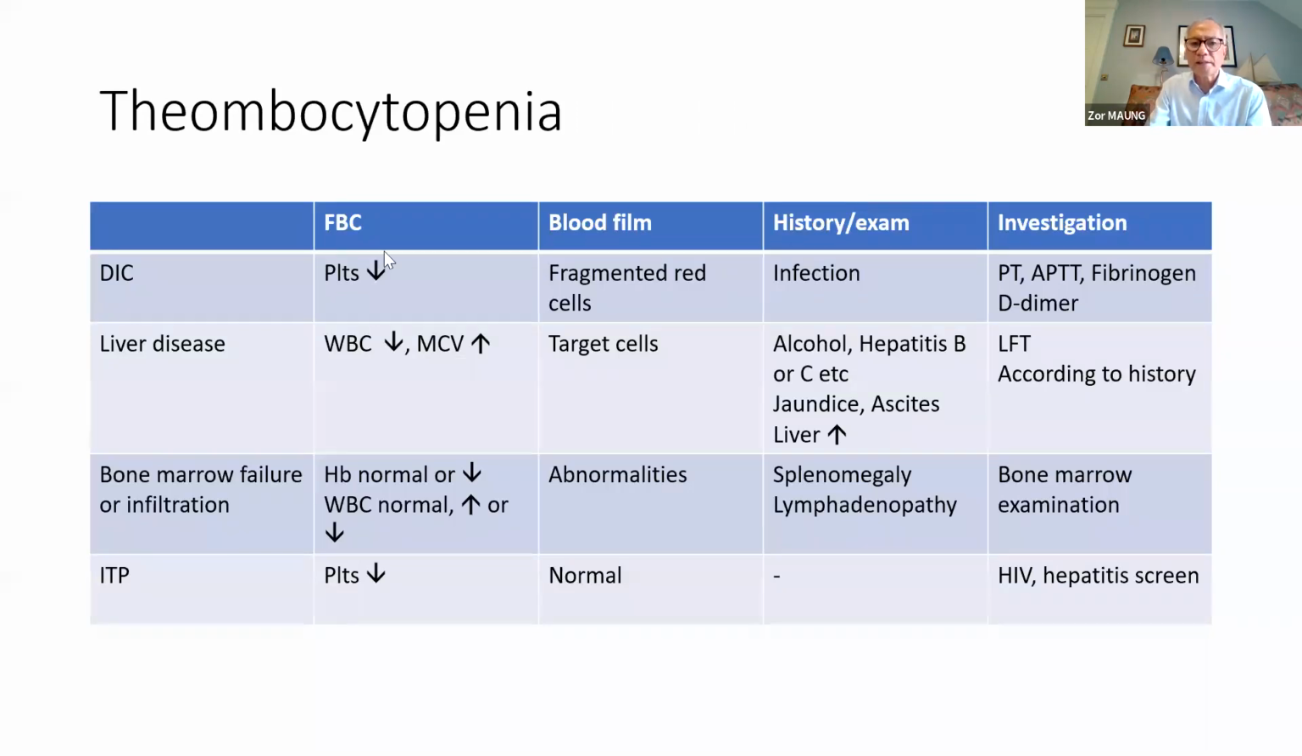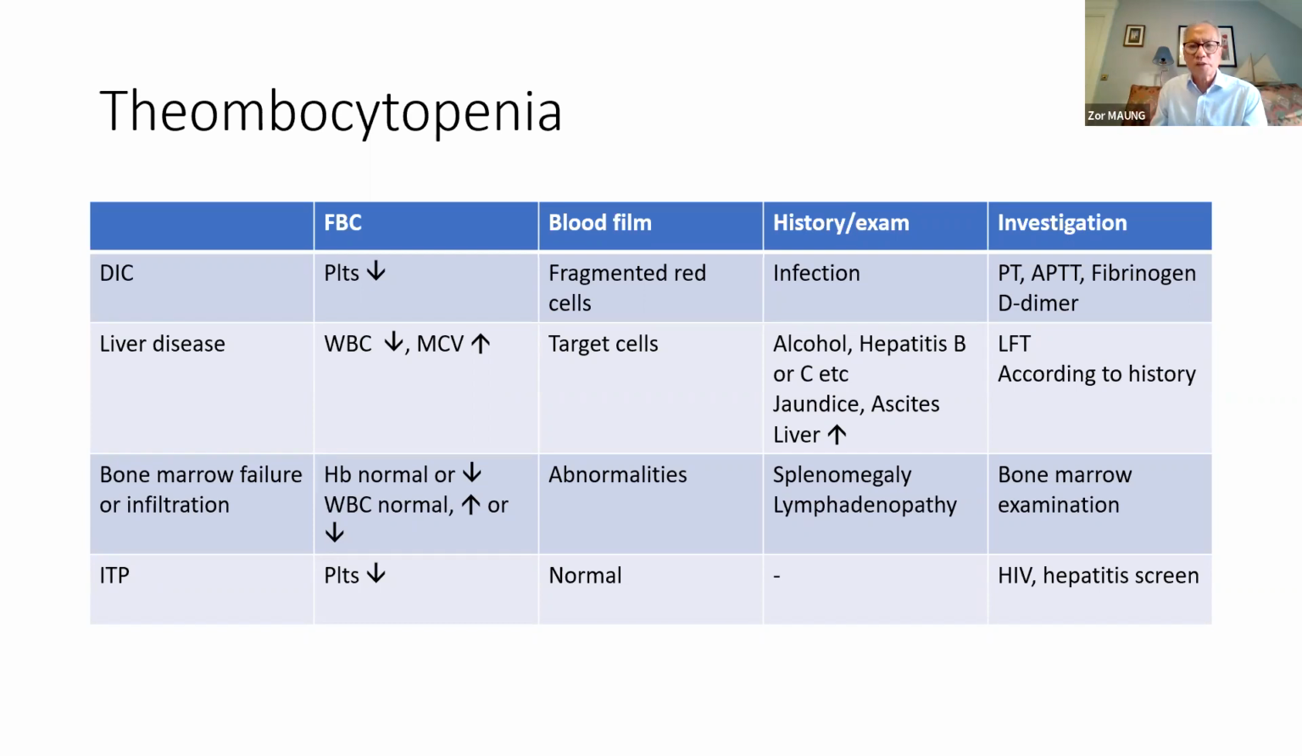With DIC, in association with the low platelets on the blood film, sometimes you can see fragmented red cells, and on history and examination, sepsis or infection will be seen, and the coagulation screen will show an abnormal, prolonged prothrombin time. APTT will be prolonged as well, and fibrinogen will be reduced. Liver disease can also cause thrombocytopenia. In liver disease, the white cell count will be reduced, MCV will be increased, and the blood film will show some target cells, and the history and examination may reveal alcohol history, hepatitis, jaundice, ascites, carcinoma.